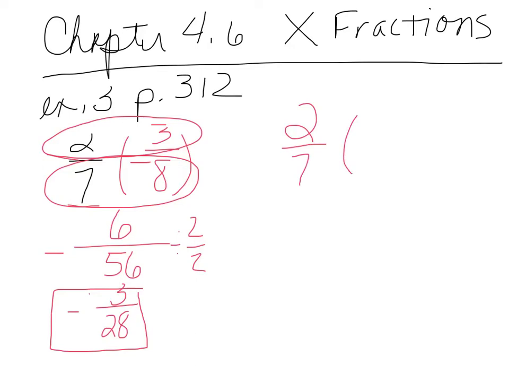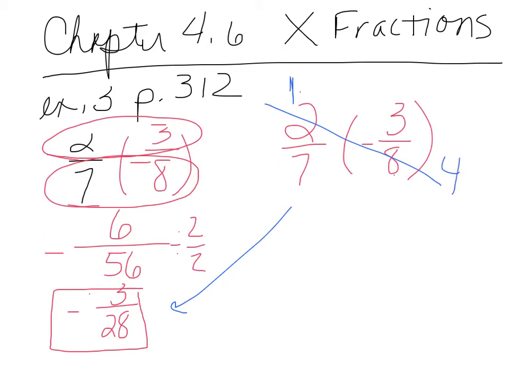So 2/7 times negative 3/8. And so we can look across, and we can cross simplify in the very beginning instead of the last step, like down below here. Okay? And so we can take a factor of 2 and here, and that gives you a 1. We can take a factor of 2 out of the 8, and we get 4. And we can't double cross, but we can now simplify.